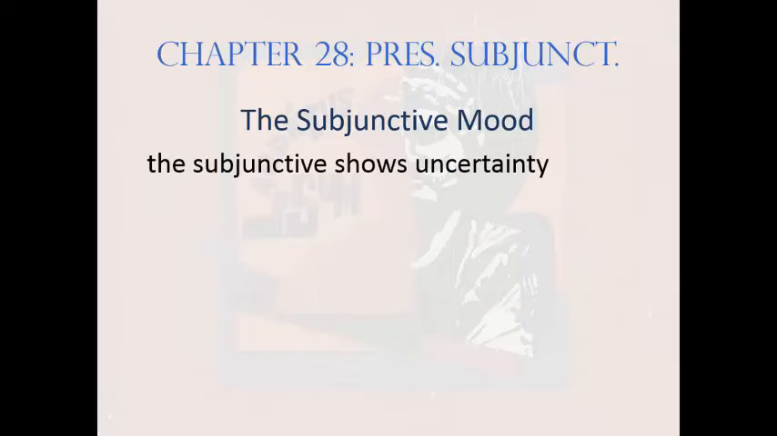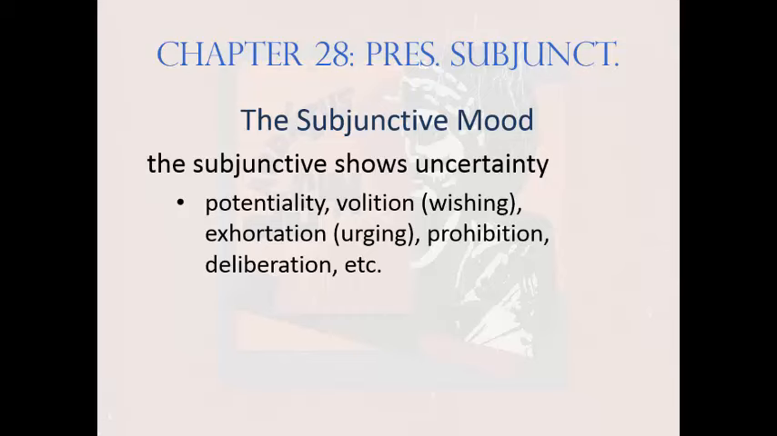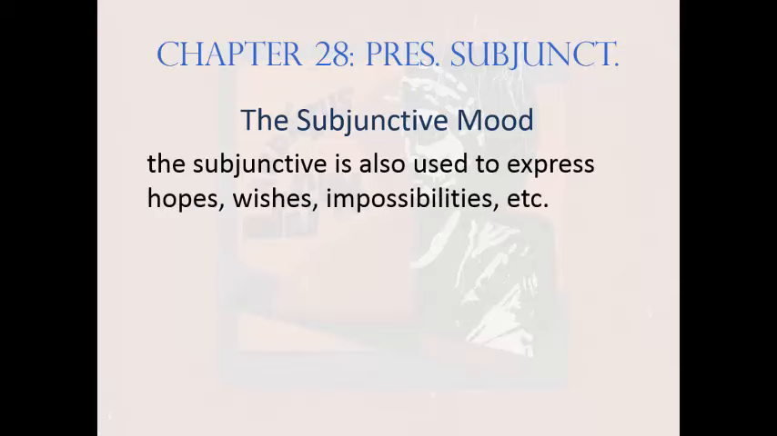The simplest way to look at the subjunctive is to see it as the opposite of the indicative. Where the indicative represents fact, the subjunctive reflects uncertainty, or as the grammar books say, potentiality, volition, that's wishing, exhortation, that's urging, prohibition, deliberation, and so on. A simpler way to look at it is the subjunctive is used when speakers feel somehow uncertain about supporting the truth of the statement they're making. This can include hopes, wishes, even impossibilities.